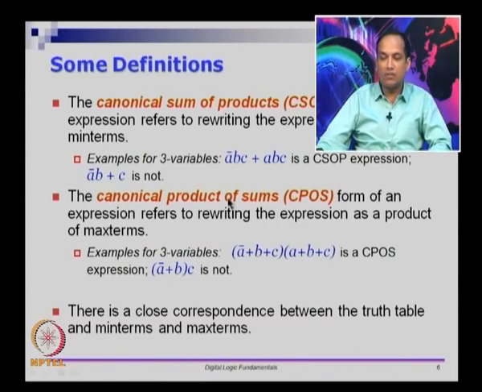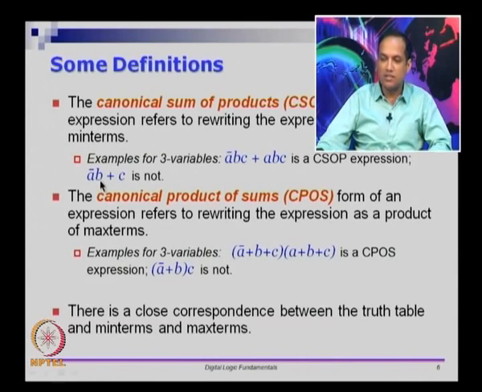Equivalently, we have the canonical product of sums, where there is a product between sums, and each of the sum terms should be a max term. So this is a max term and this is a max term, so this is a canonical product of sums. I am not implying that this expression is actually equivalent to this expression.